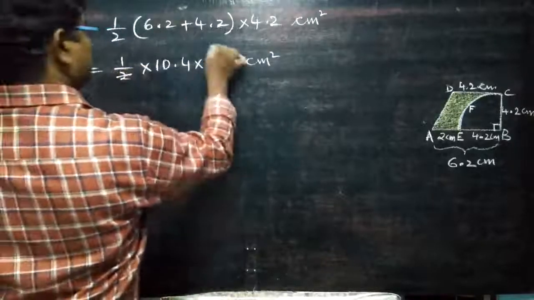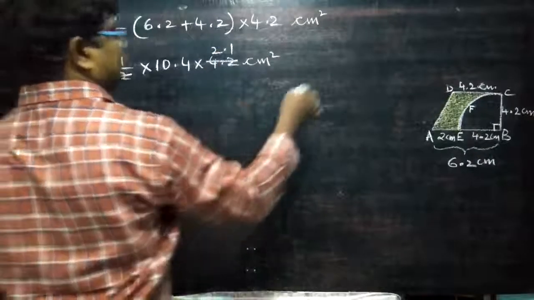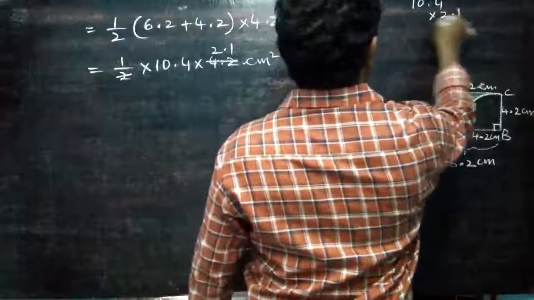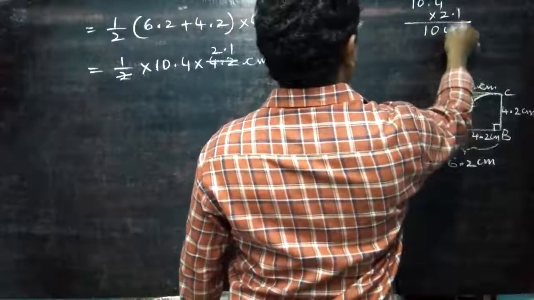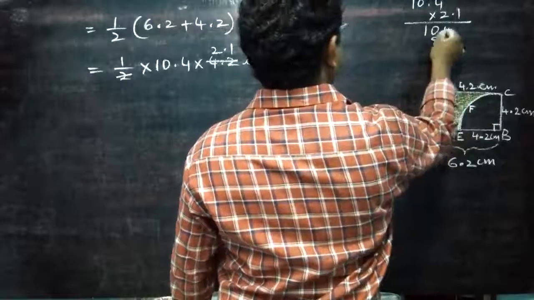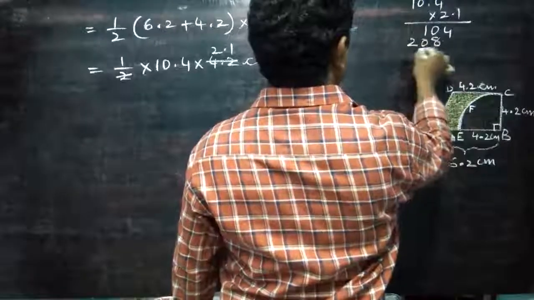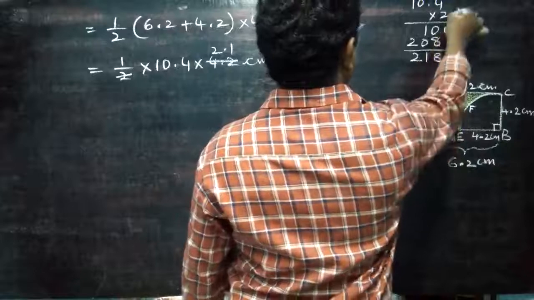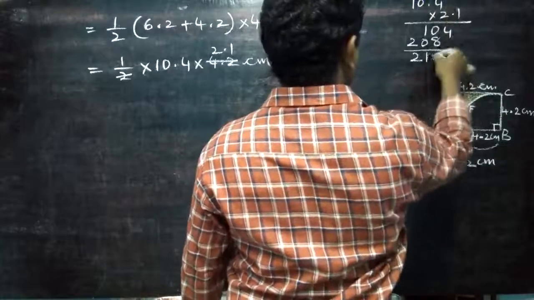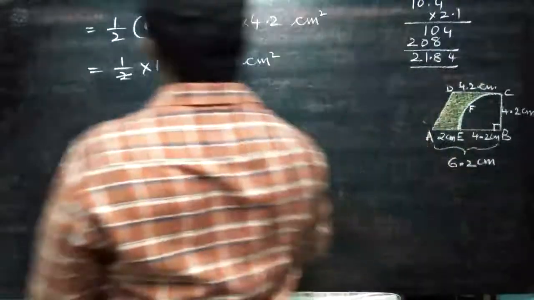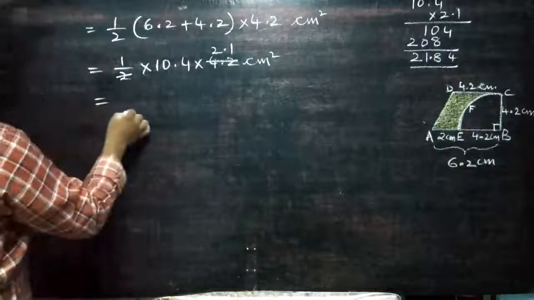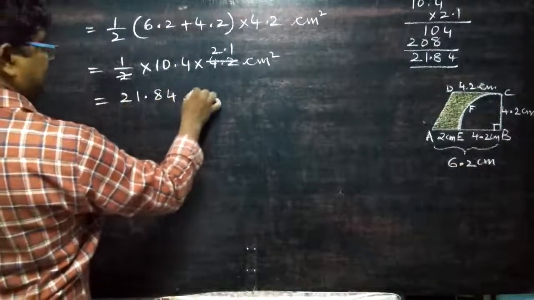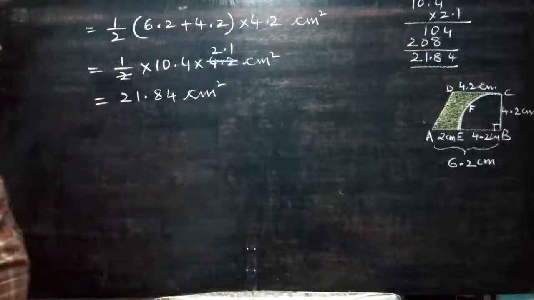2 goes 2.1, multiply 10.4 into 2.1. 104, 8, 0, 2, 4, 8, 1, 2. After 2 digits, 1, 2. After 2 digits, that is equal to how much we got? Area of a trapezium is 21.84 centimeter square.